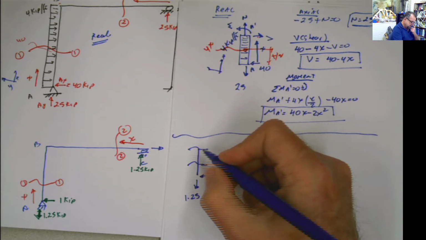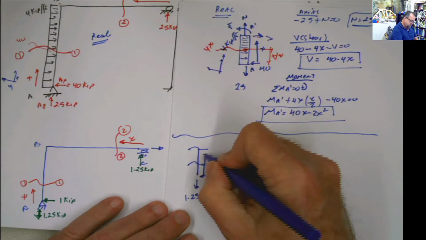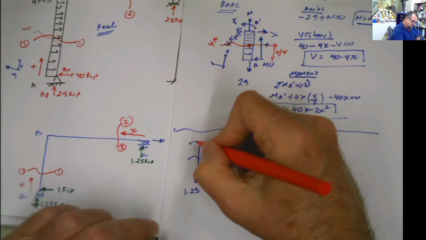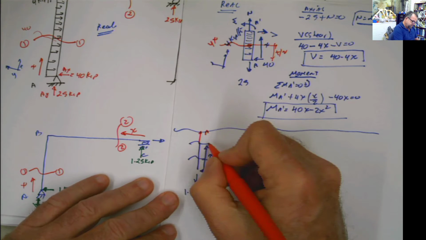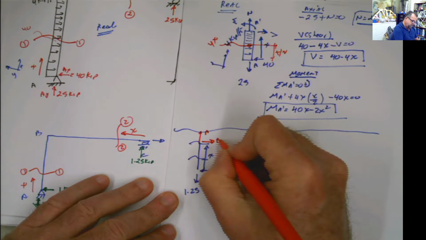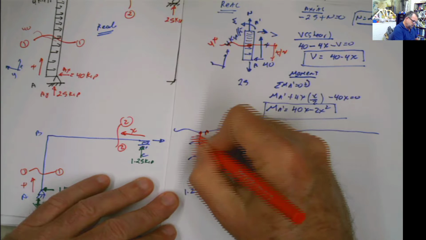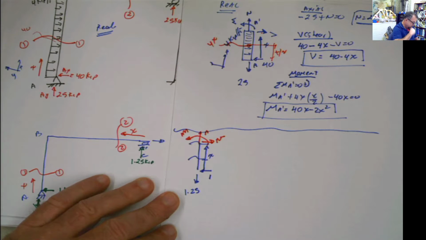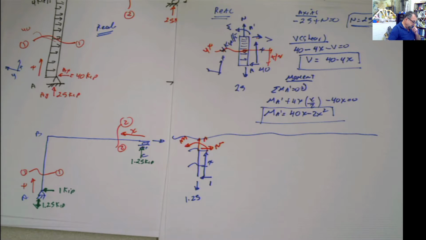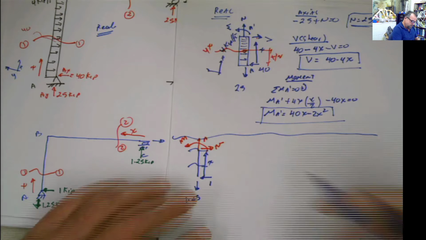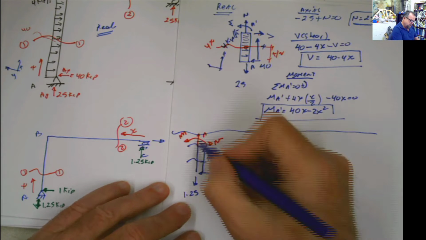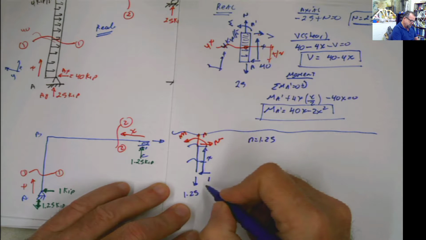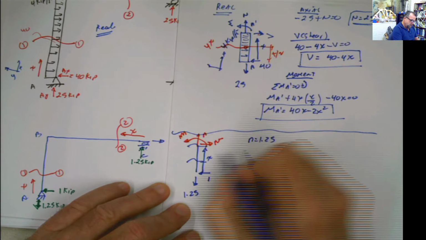So let's put the section here at this point. This distance is going to be x, and at this end, you are going to have small n, small v, and your small m. And you do the same thing. Now you do the summation of forces in x equals 0. If you do that, then you get that n equals 1.25. Summation of forces in y equals 0.